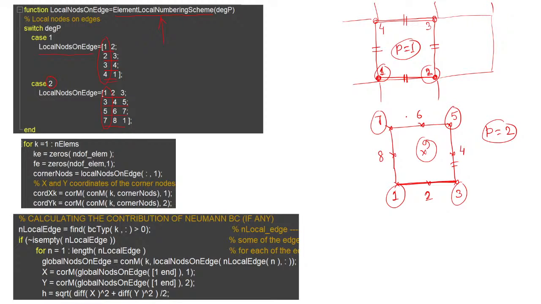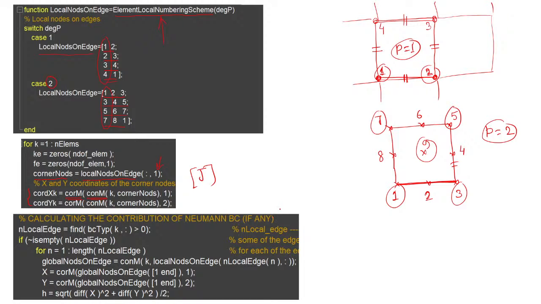Okay, and how these are used, as you can see here, in order to calculate the Jacobian we need the coordinates of the corner nodes. Because we are using linear mapping, that's why we collect these local nodes on edge, the first column, which gives us the local node numbers of a given element. We use that to find the corresponding global node numbers from the connectivity matrix. From that global node number we calculate the coordinates of the corner nodes, which we will use to calculate the Jacobian.